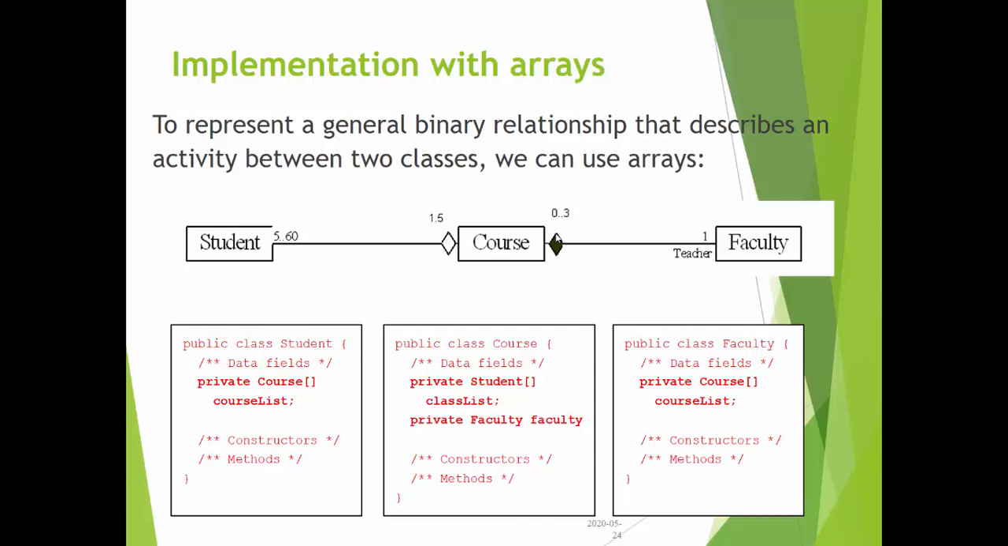So in this case, we come up with the definition that class student would have an array of courses listed. Class faculty will have a list of courses, and class course will have an array of students, a class list, and a private variable faculty, because the course can be taught only by one faculty. So this is pretty much how to represent an array object variable, right? How to describe more complex relationships in classes.